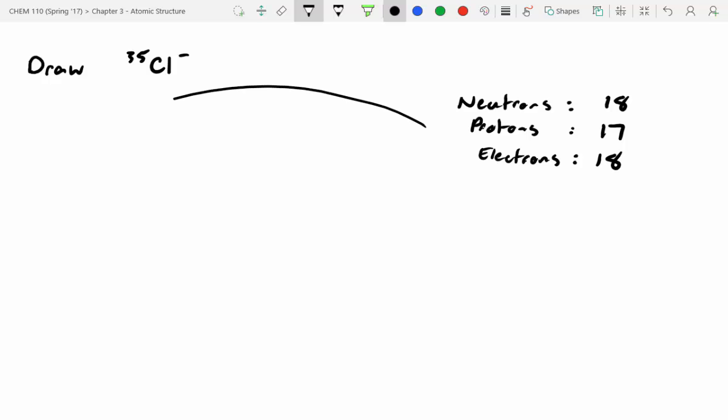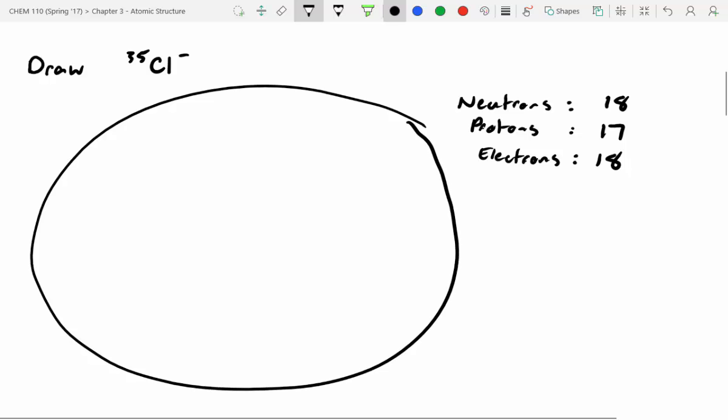Okay, so just really quick, we know this atom's going to be big. I'm going to go through and do my red protons. We've got 1, 2, 3, 4, 5, 6, 7, 8, 9, 10, 11, 12, 13, 14, 15, 16, and 17. Our neutrons are black, so I'll do 18 of those. 1, 2, 3, 4, 5, 6, 7, 8, 9, 10, 11, 12, 13, 14, 15, 16, 17, 18.